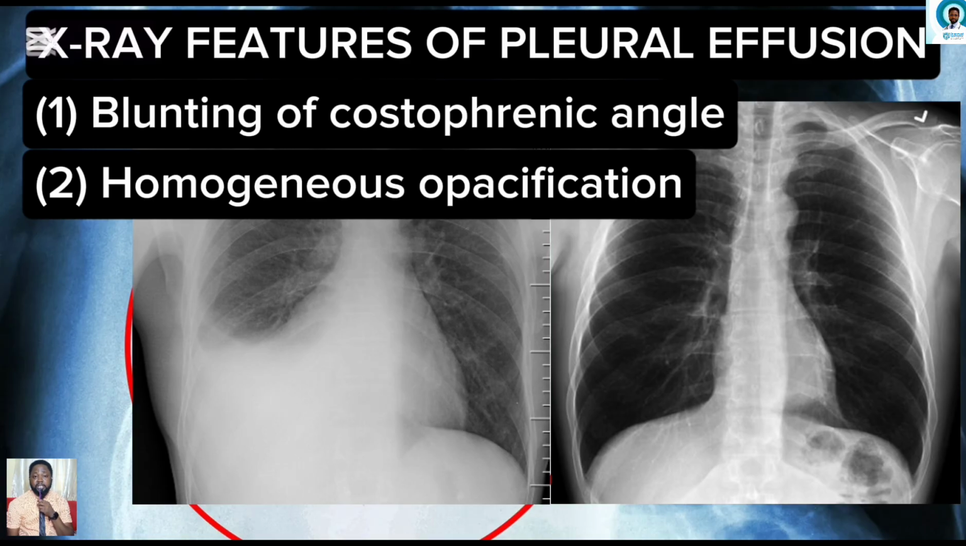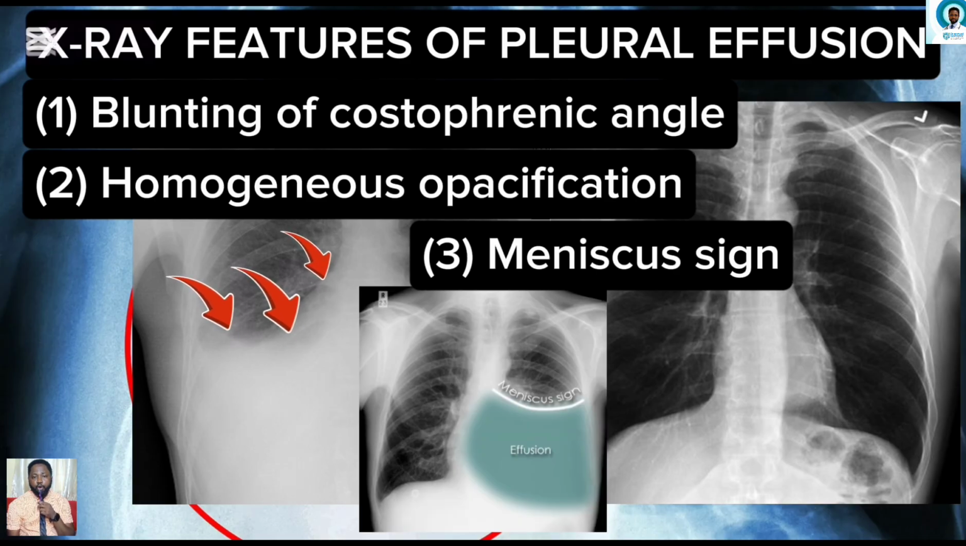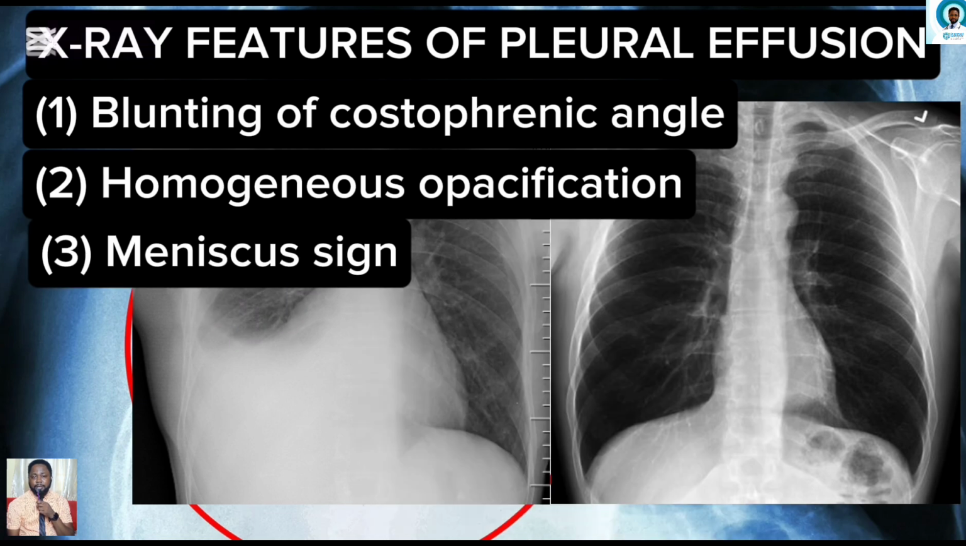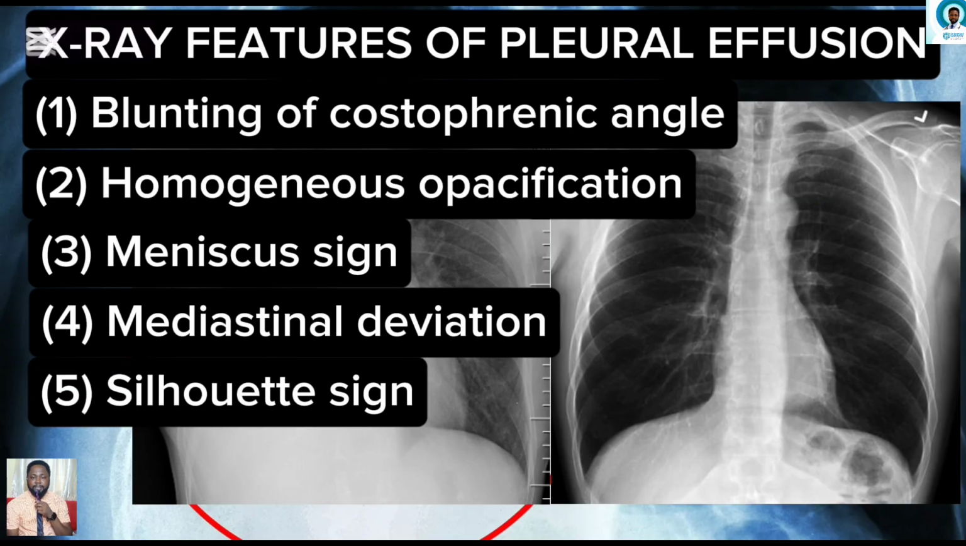Another feature is the meniscus sign. This refers to the concave upward margin of the opacification in the affected hemithorax. A typical illustration of the meniscus sign is what happens to water in a test tube, as shown here. In cases of massive effusion, which could be under tension, the mediastinum may be shifted to the contralateral hemithorax. The silhouette sign may also be present.